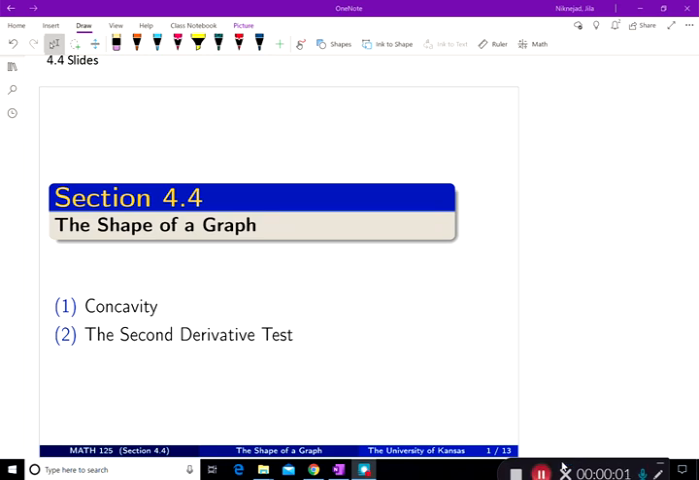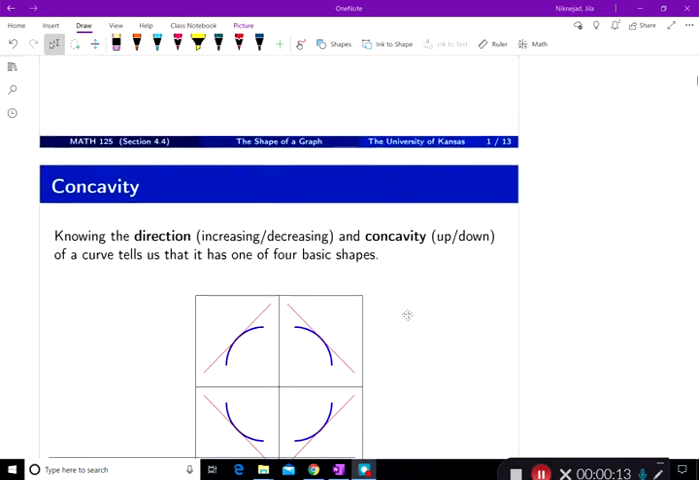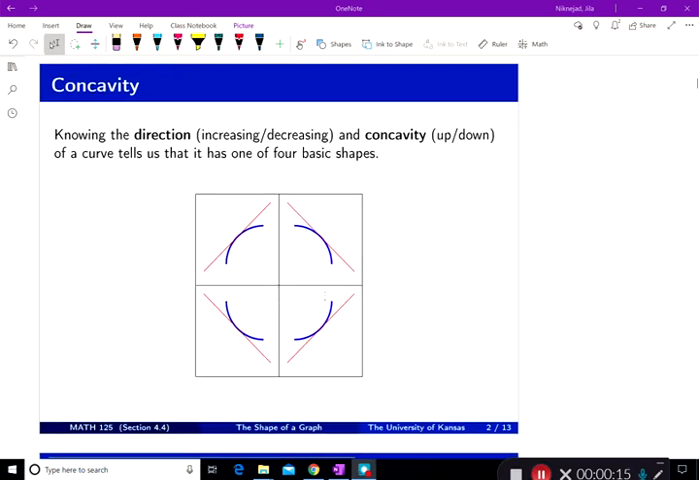So we're starting section 4.4, the shape of a graph. And we want to discuss concavity and the second derivative test. So let's talk about concavity and what it means about the direction of the graph, increasing or decreasing, and concavity together.